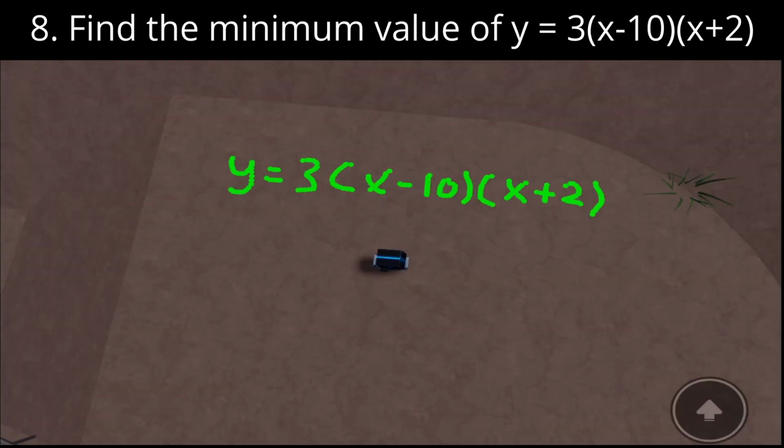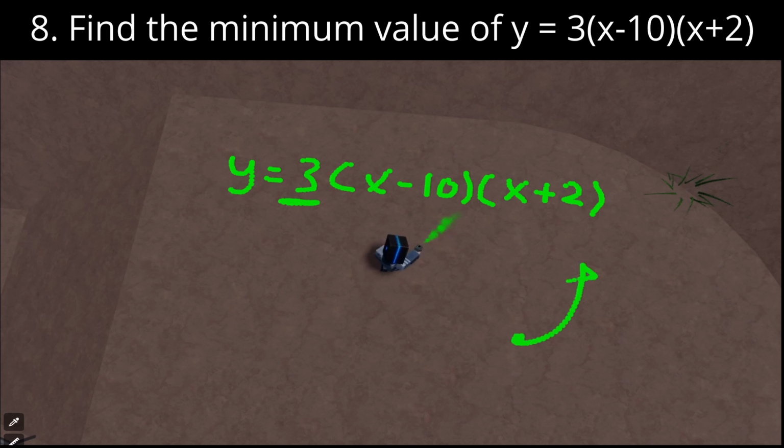In this problem, we need to find the minimum of the parabola with the equation y equals 3 times x minus 10 times x plus 2. To do that, let's think about what the minimum of a parabola is. I know that this parabola is going to face upwards. Why? Because that value on the outside, 3, is positive. So just imagine a parabola that faces upwards. Oops, that's a very poorly drawn parabola. Let me do that again.